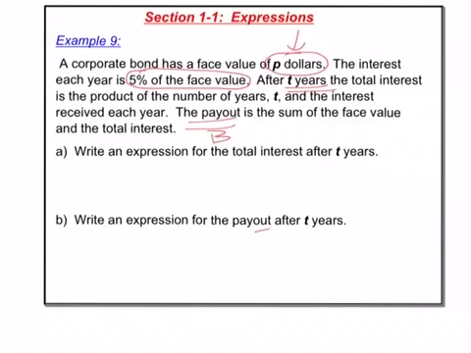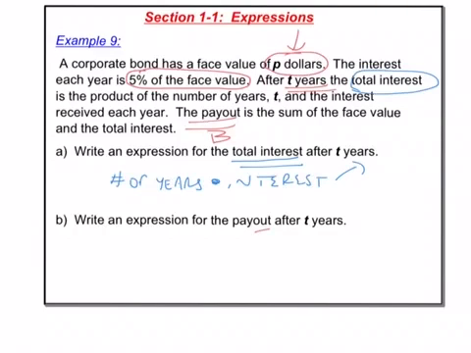Okay, now that you've done that, let's check your work. It says write an expression for the total interest after T years. So up here it says total interest in words is the product of the number of years. So I'm going to write this out in words first. The number of years multiplied by the interest received each year. And then the interest received each year is going to be broken down into two parts here. It's going to be the face value, and I'm going to abbreviate this, times the interest rate.